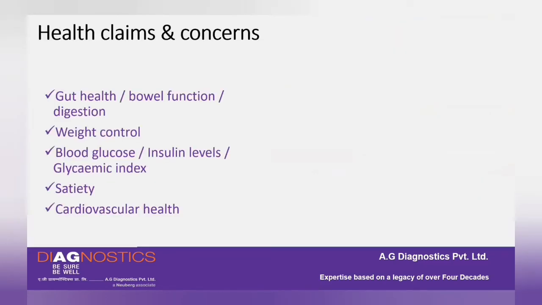And there are many health claims made as to why wheat is good for us. So wheat is good for gut health, it is good for bowel function, digestion, weight control. It has got a good satiety index. It can have a beneficial effect on cardiovascular health, blood glucose, insulin levels. And it has a favorable glycemic index. So all these are definitely the benefits of wheat, and that is the reason why wheat is being eaten in the quantities that it is being eaten.